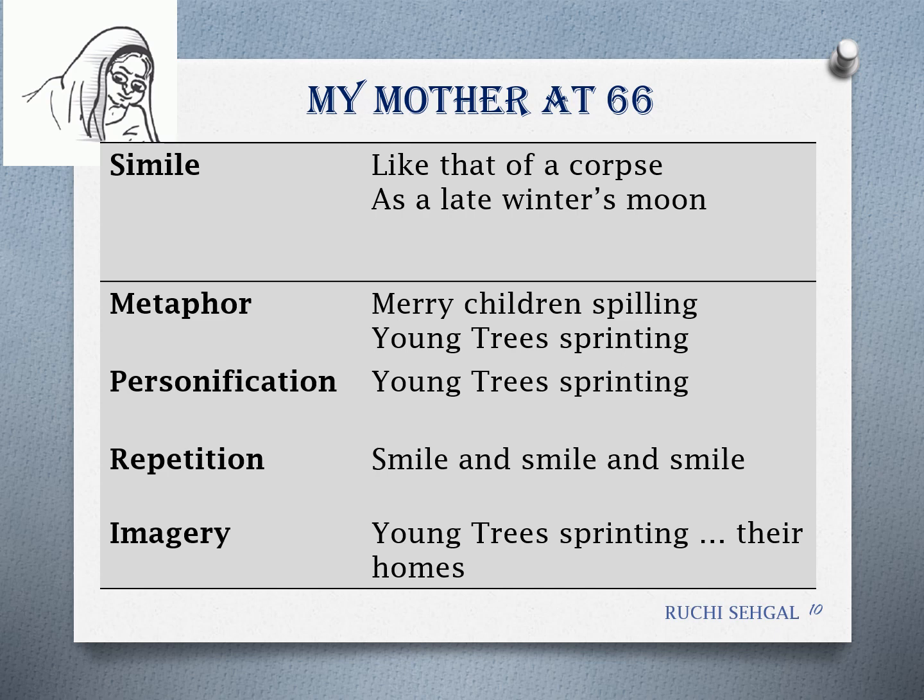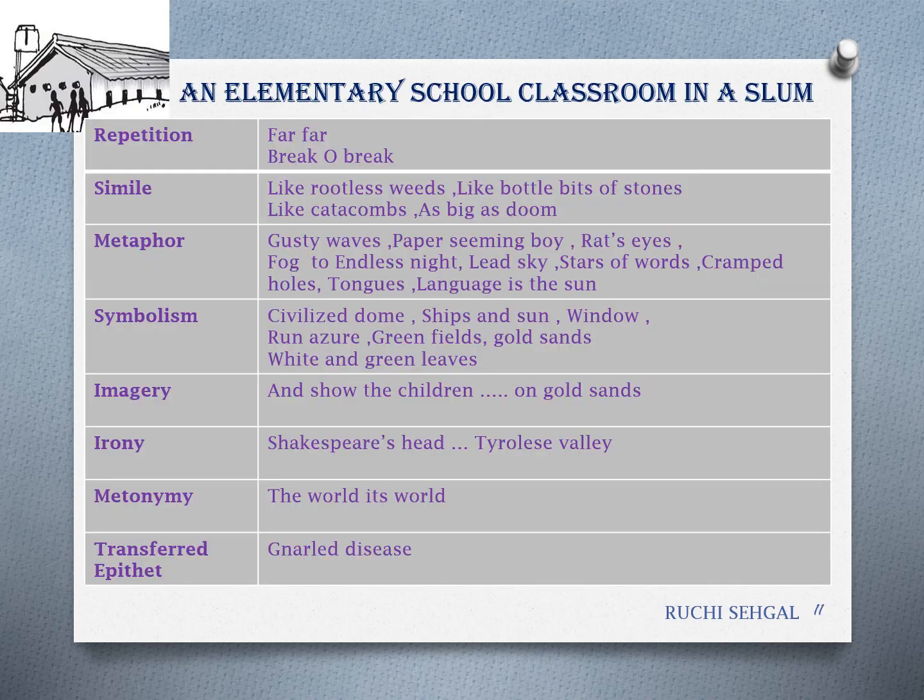Metaphor: merry children spilling, young trees sprinting. Young trees sprinting is also an example of personification. Repetition: smile and smile and smile. Imagery, again: young trees sprinting, merry children spilling. An Elementary School Classroom: here you have many literary devices.